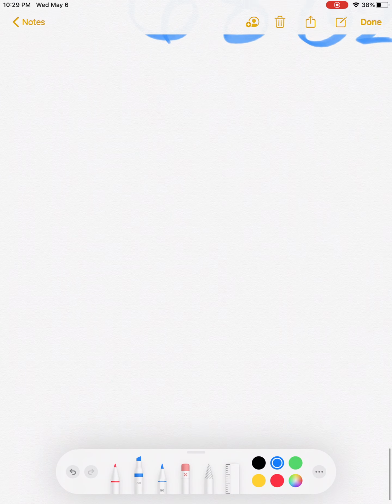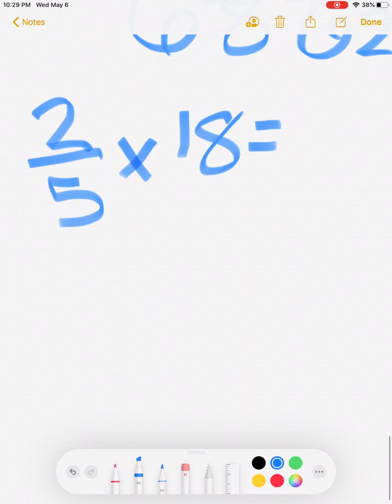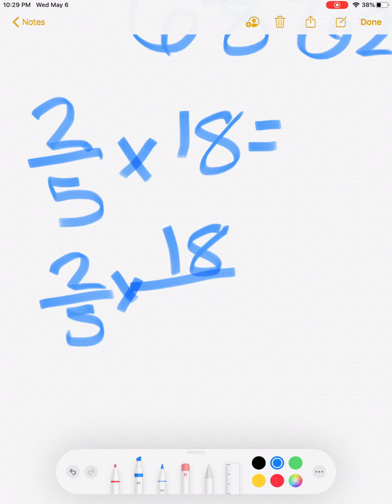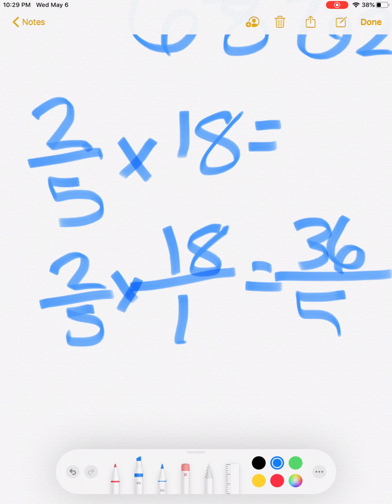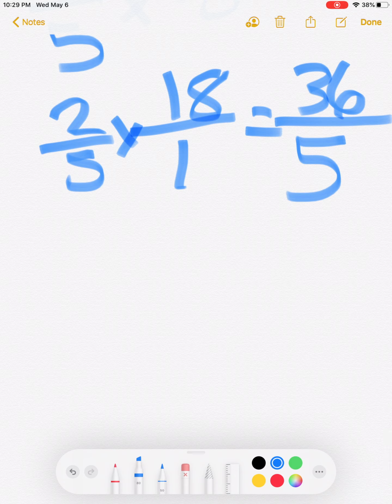One last one. 2/5 times 18. That's a fraction times a whole number. Let's make it both fractions. 2/5 times 18 over 1. 2 times 18 is 36. 5 times 1 is 5. Let's fix it. 36 over 5 becomes 7 1/5.